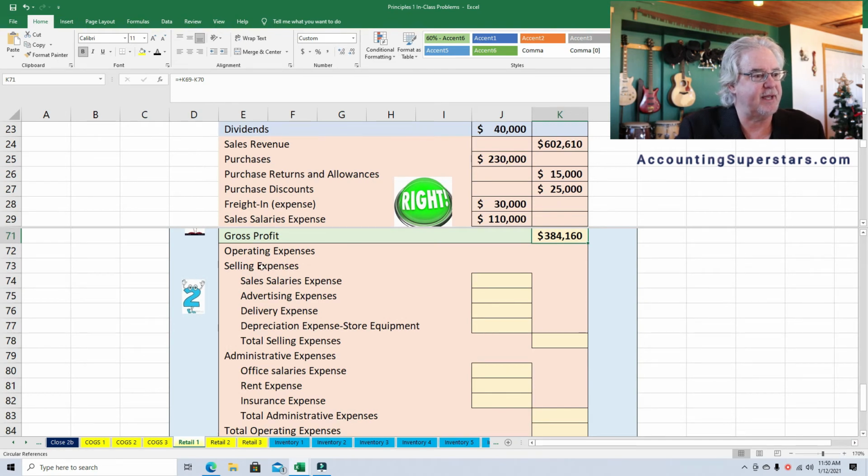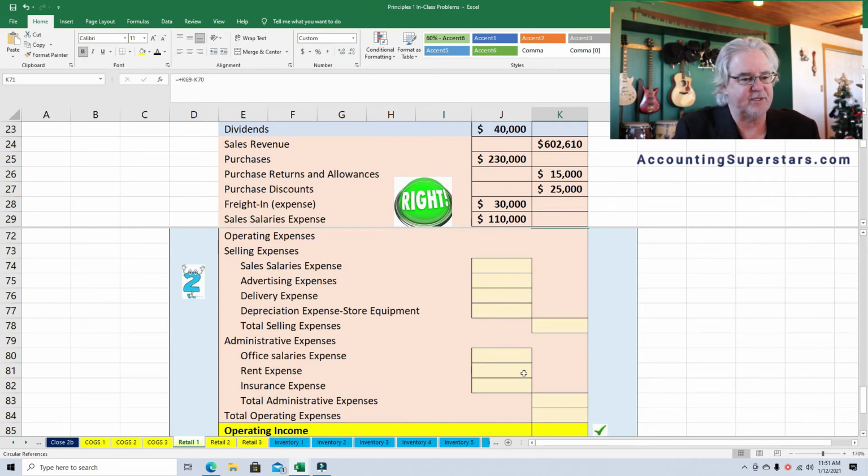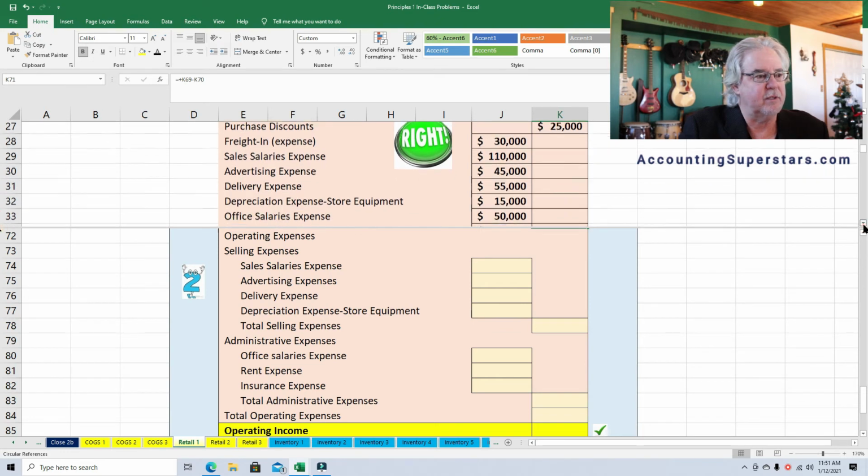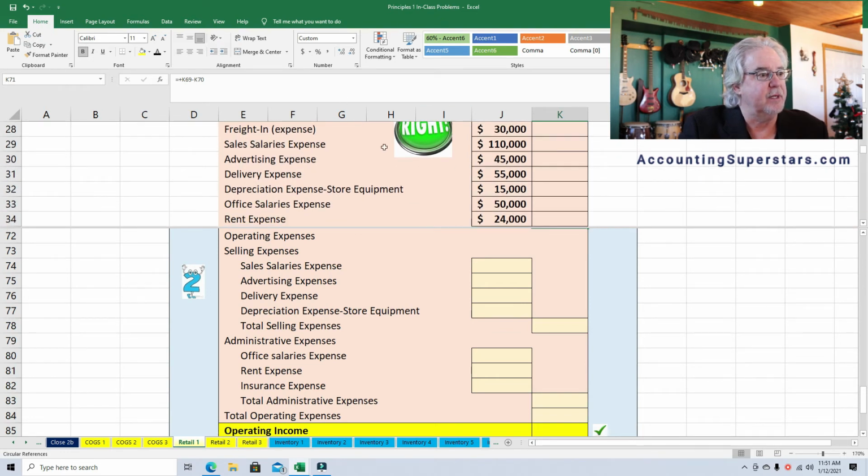All right, so sales salaries. Down here in the second box, all we're doing is listing the operating expenses. That is it. It is just that easy. So we just work our way down the list here. Here we go. Let me get that. So sales salaries expense, 110. Let's drop that into place.